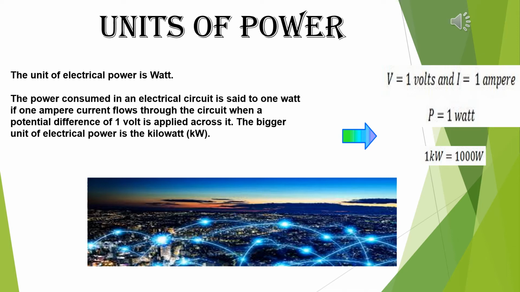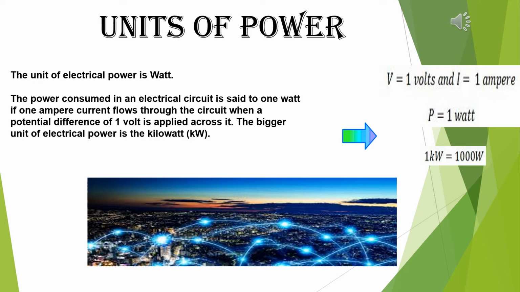The bigger unit of electrical power is the kilowatt. It is usually used in the power system. Actually, why is this bigger unit necessary? See the diagram below. All over the city, they have to supply electric power. So a bigger unit is necessary and that is kilowatt, kW. Now see, V is equal to 1 volt and I is equal to 1 ampere and P is equal to 1 watt. So 1 kilowatt is equal to 1000 watt.